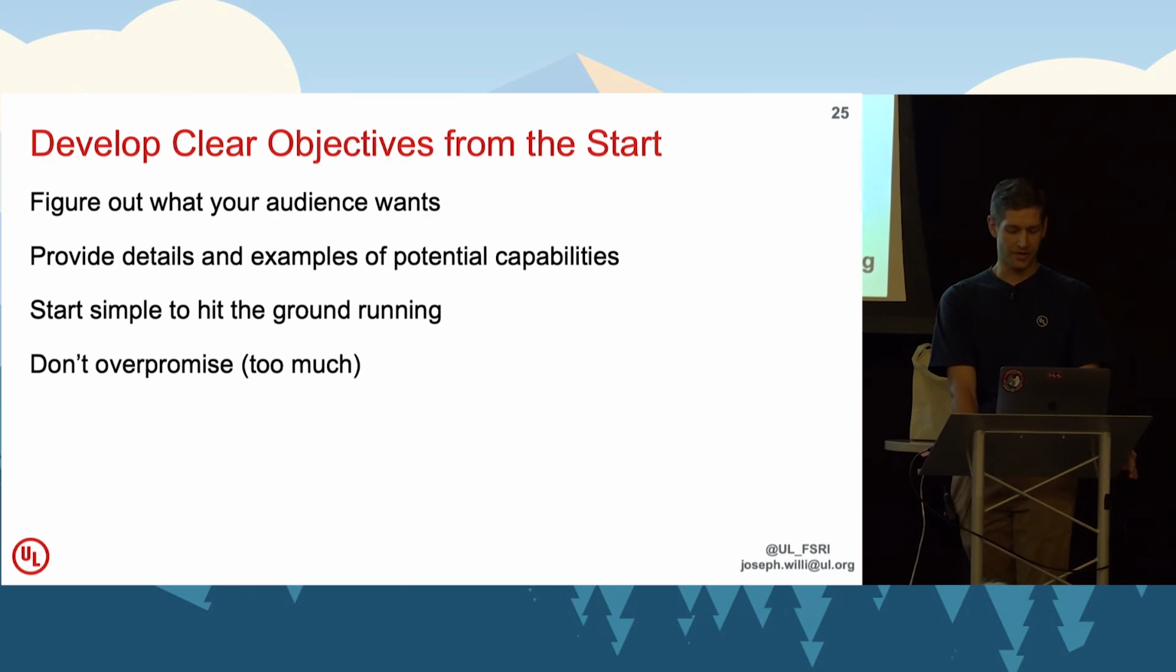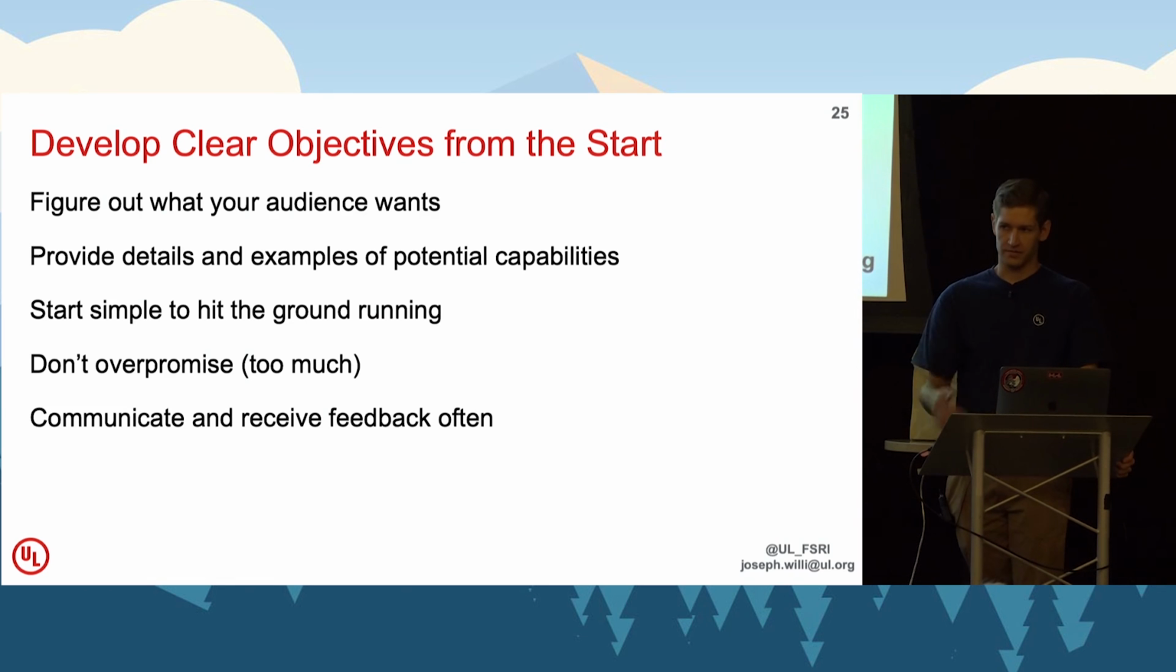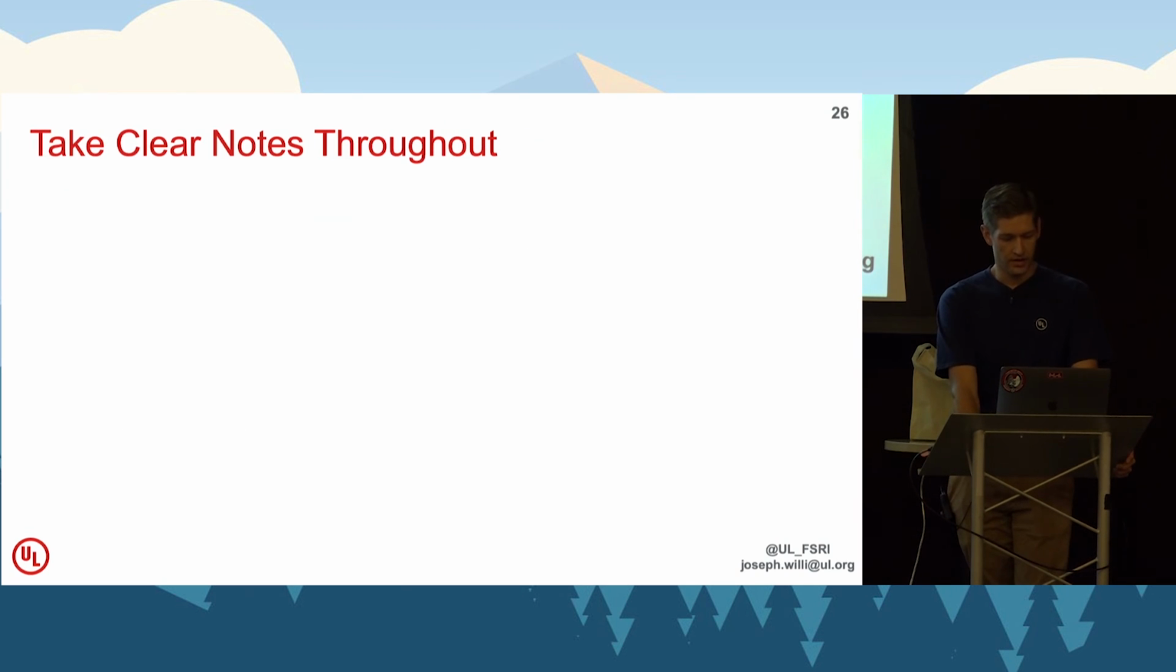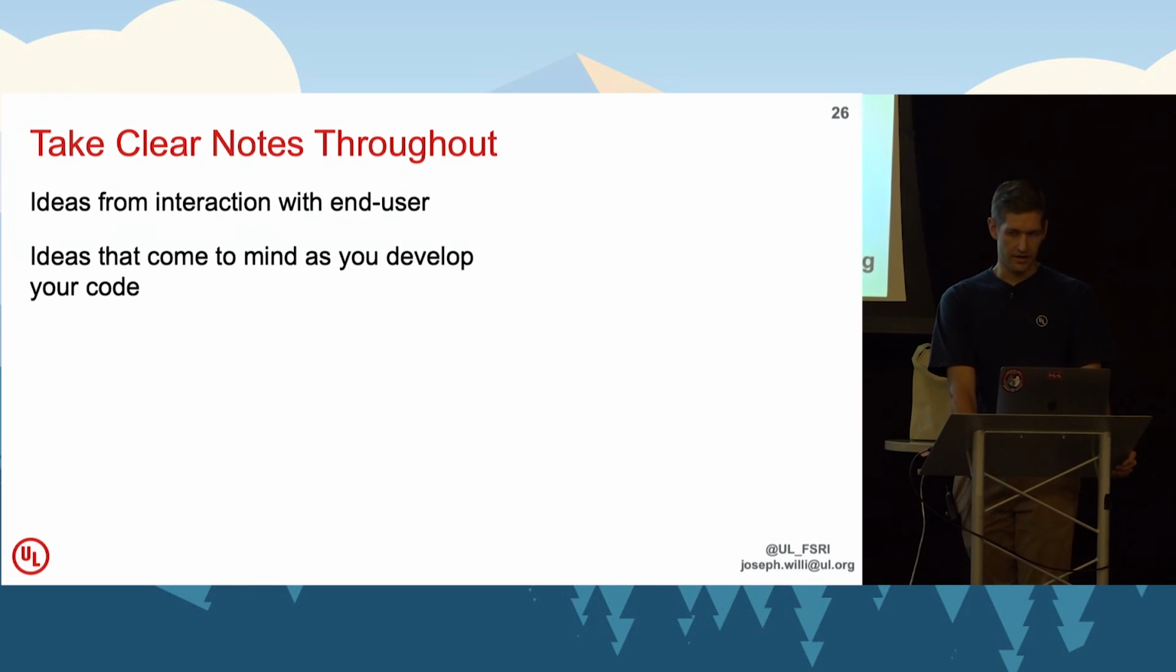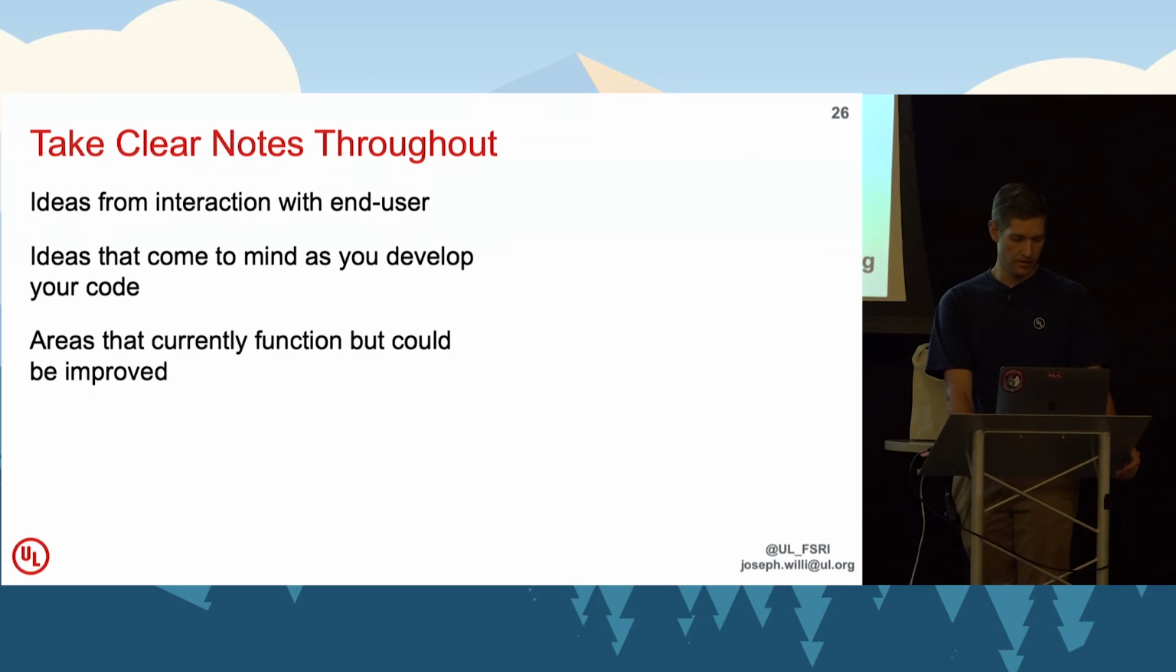But it's just important that if you do and things aren't going the way you want them to, that you keep in continuous contact with whoever your end user is and to communicate and receive feedback from them often. And it's also important that you take clear notes throughout, whether it be chicken scratch, like in the moment, and then you go back and organize it into neater writing that you can actually read. And you should take notes from ideas you have when you're demoing for the end user, and as you develop code, anything that comes to mind.